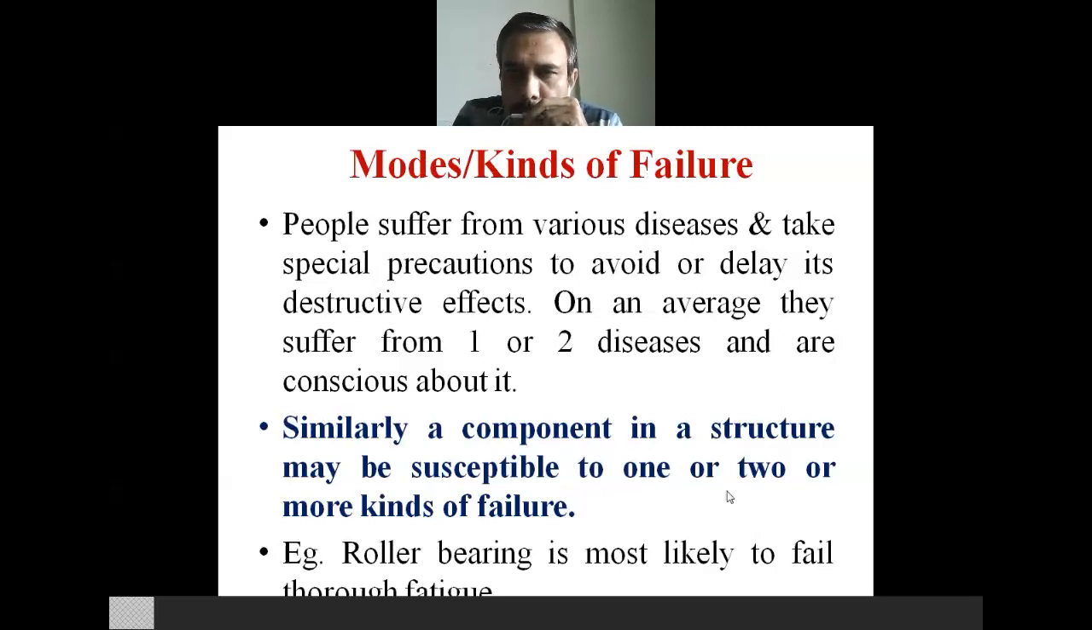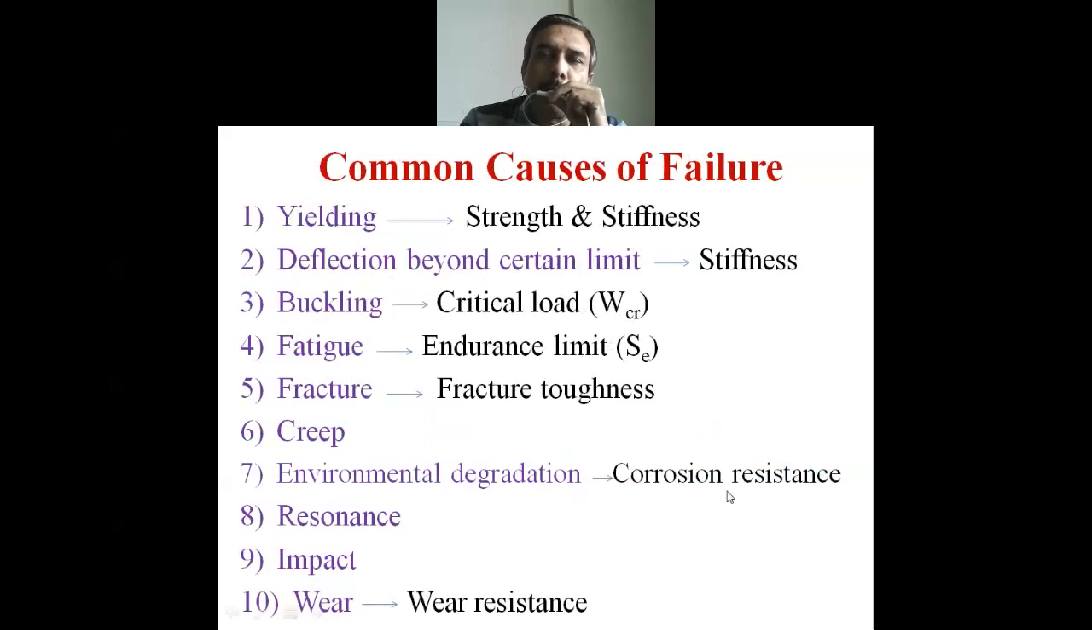Okay. So what are the different kinds of failure that we'll see now? These are the common causes of failure which lead to different kinds of failure. The first one is yielding failure. Most often the components are subject to yielding failure, and as a designer you find that almost all design is based on yielding. Almost 90% of the components are designed so that the component does not yield.